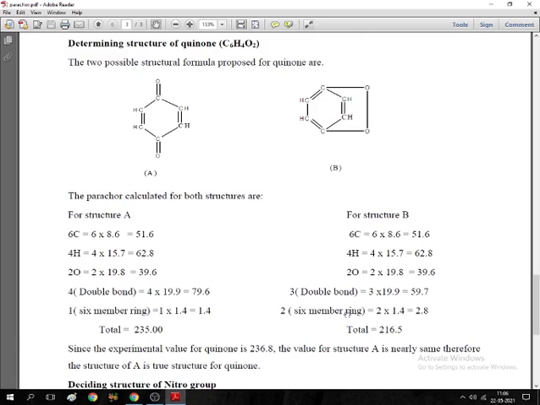Now we have to compare the calculated value with this value. Here is the 235, and it is 236.8. Here is 216.5 and it is 236.8. Now the value for A is near to the experimental value. The value of A is close to the experimental value, and therefore the structure A is the true structure for quinone. So it is not the other structure, A is the accepted structure of quinone. Clear? Understood?